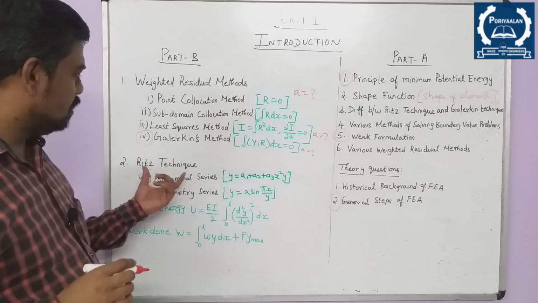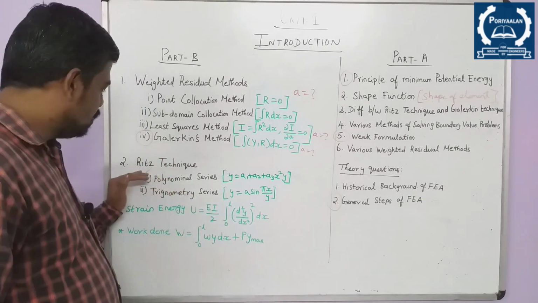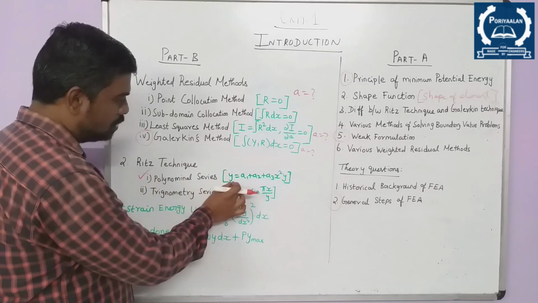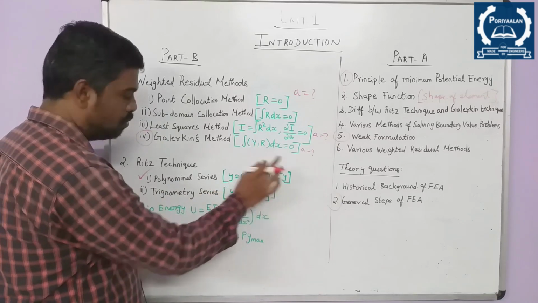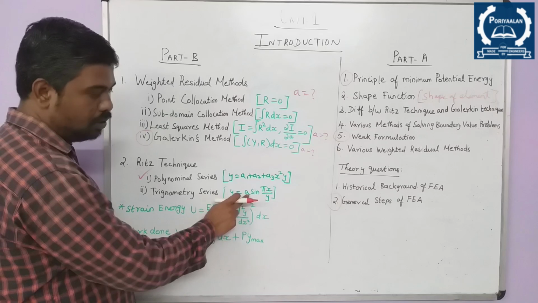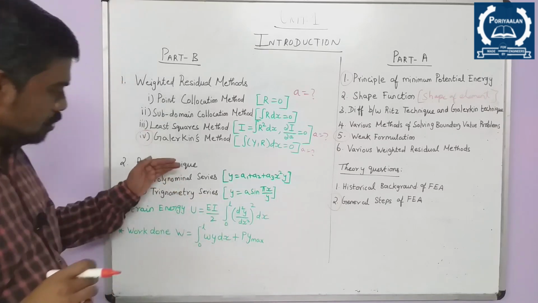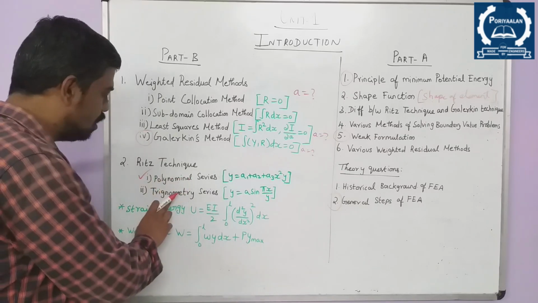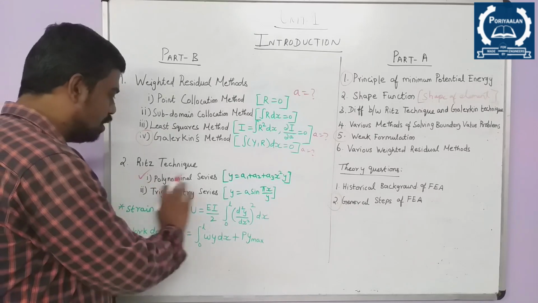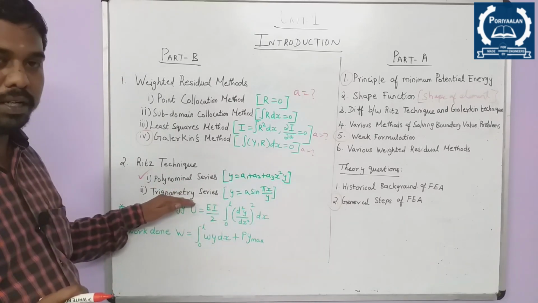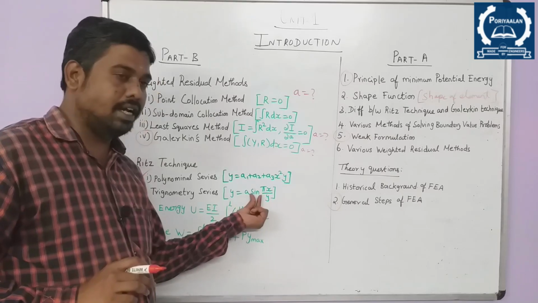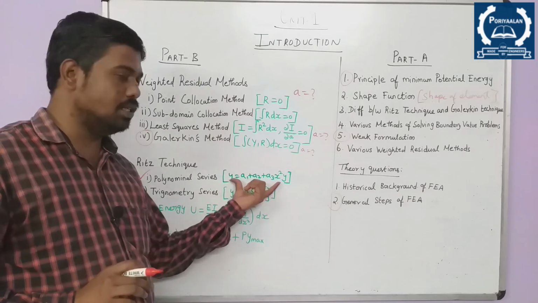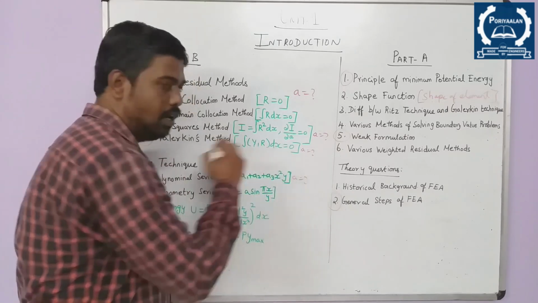Next, Ritz techniques. In Ritz techniques we have 2 series: one is the polynomial series, and the other is the trigonometric series. In the polynomial series the formula is y is equal to a1 plus a2 x plus a3 x square. And the trigonometric series is y is equal to a sin pi x by L. You can follow either series; any one series is enough. Either follow the polynomial series or the trigonometric series. The polynomial series is very easy compared to the trigonometric series, because the trigonometric one has sine and cosine values, so you may find it somewhat difficult. So follow the simplest formula for y. Here you have to find the values of A.